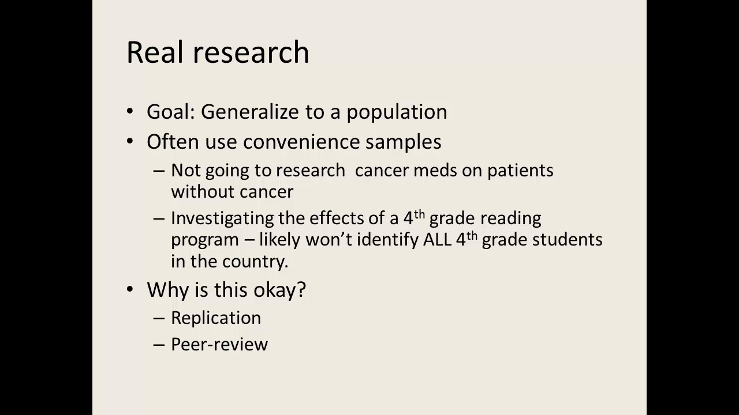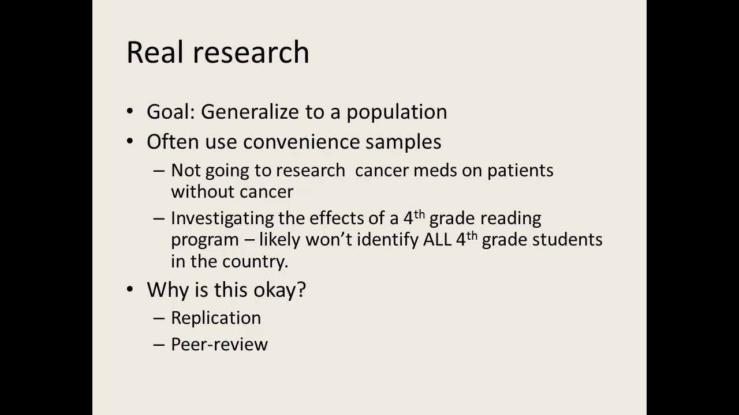So you might assume that real research is, of course, going to use random sampling, because doesn't that sound like the best possible option? In real research, remember, the goal is to generalize to a population. And realistically, being able to define every member of a population really isn't possible. So real researchers often use convenient samples because it's not practical or it's simply not possible to identify every member of the population or to ethically include them in the research.